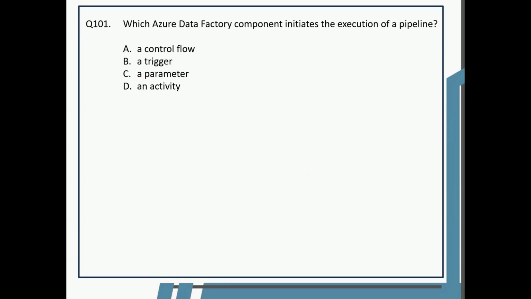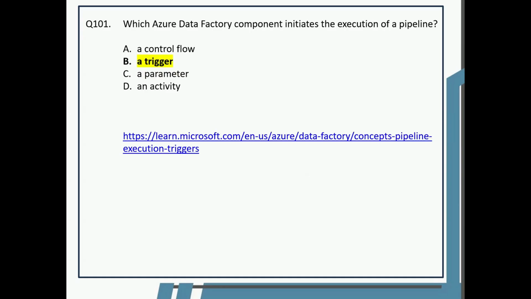All right, in this question, we need to identify the Azure Data Factory component that initiates the execution of a pipeline. The options are a control flow, a trigger, a parameter, an activity. In Azure Data Factory, a trigger is the component that initiates pipeline execution. Triggers define when and how a pipeline run is kicked off.